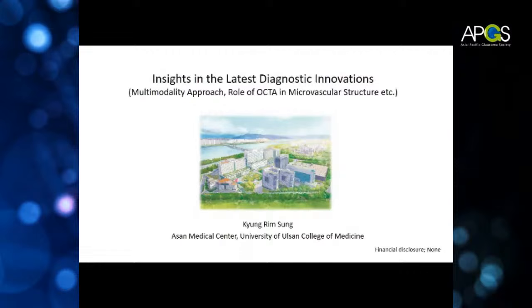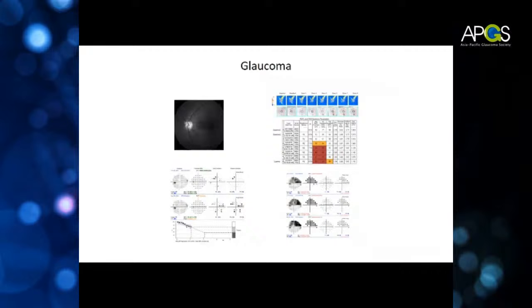Hello, everyone. In this talk, I'll be speaking about the role of OCT and OCT angiography in the glaucoma diagnosis. Glaucoma is defined as characteristic change in the optic nerve head and accompanying visual field deficit. And these structural and functional changes are expected to progress, which may be detected by the progression analysis.